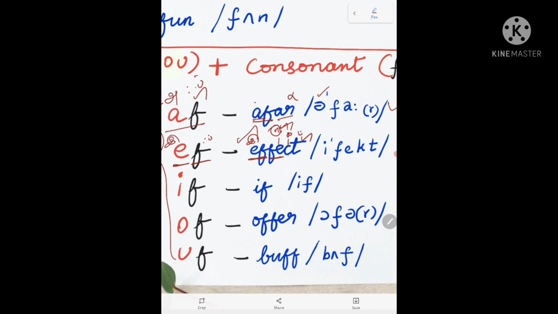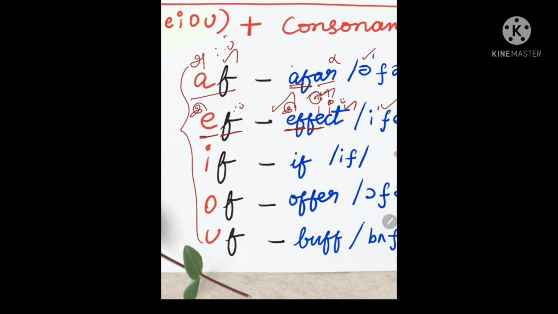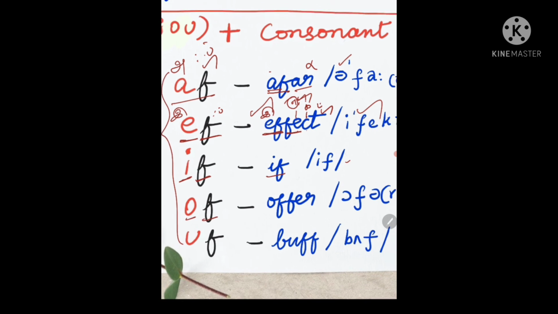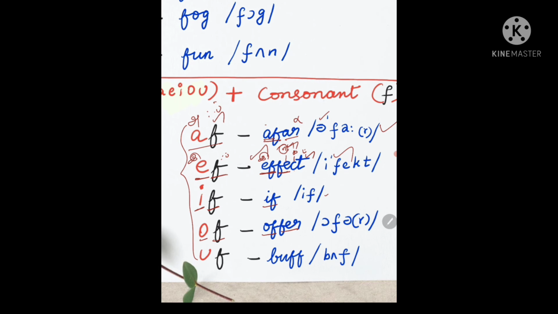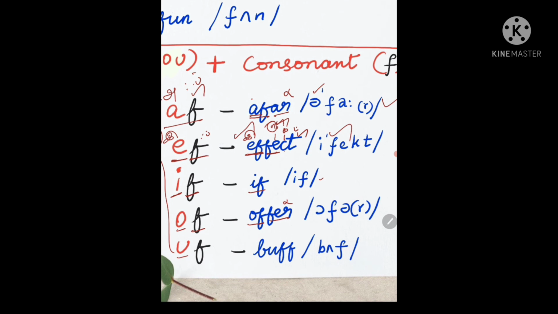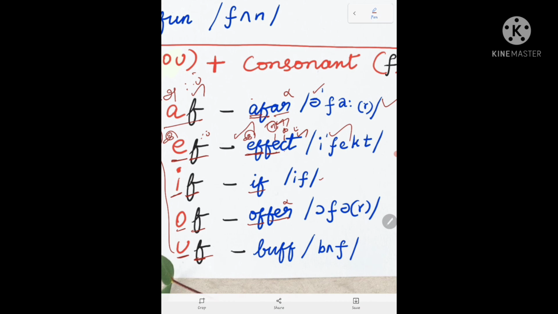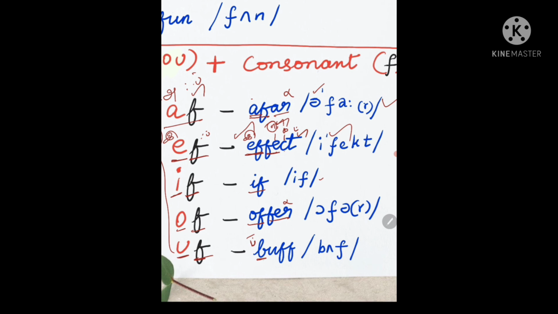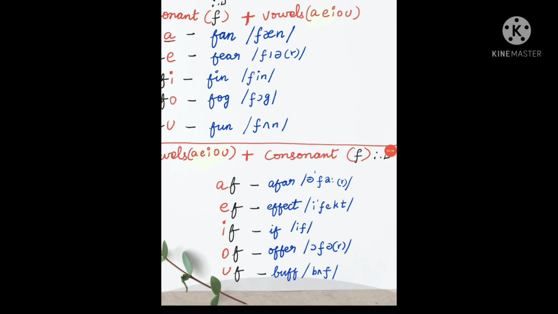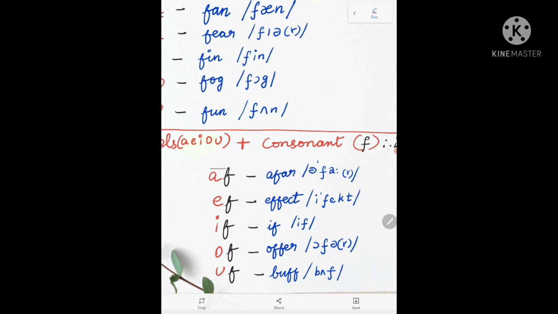Effect, effect, effect. Okay, next e if, that's all. Or if, off, fur, silent r, silent. Offer, a if, af, and before this af you are adding the ib sound. Buff, that's it. We shall see this session now.